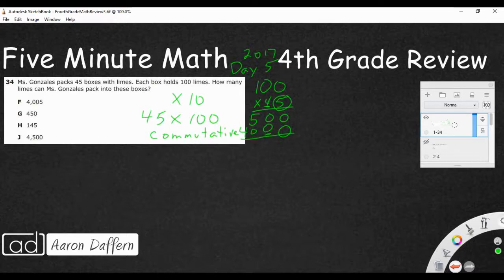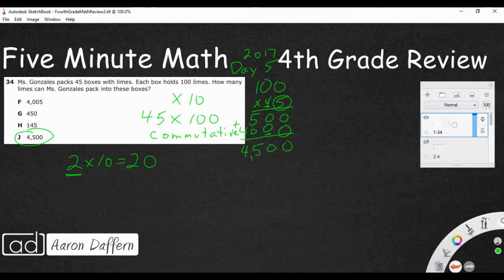4 times 100, 5 times 100 added up, and guess what? You get 4,500. Now hopefully most of you were able to recognize that immediately because there is a trick. So let's take a look at it. If you were to take 2 times 10, well, that's 10 plus 10, that's 20. So look what 2 times 10 is.